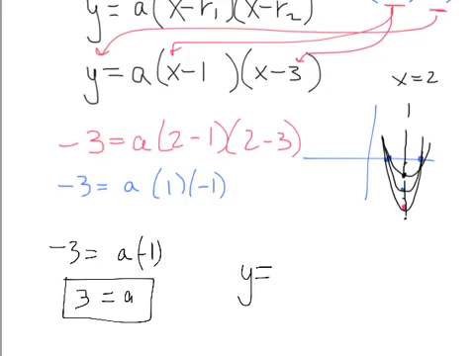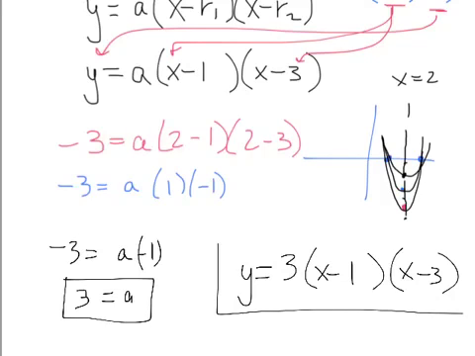So it'd be y equals 3, parentheses, x minus 1, close parentheses, and another parentheses, x minus 3. Good. Okay, that's our final answer. Remember that you need to write out the function at the end. Don't just stop when you get the value of a.